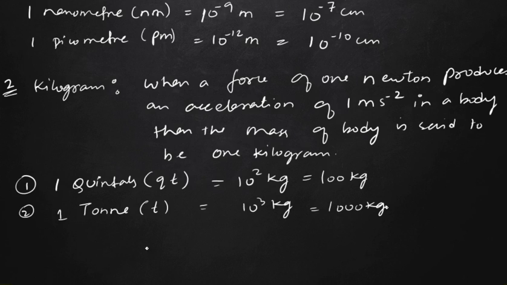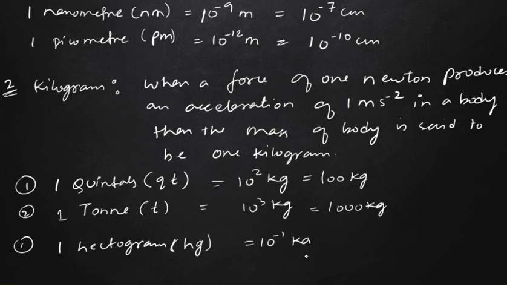Then we have again the sub units of kilogram. That means the negative powers. For the negative powers we use 1 hectogram. These are the units which are used for measuring less heavy things, which are generally in grams. So we have 1 hectogram, or we can write it as Hg. This is 10 to the power minus 1 kg, or if we convert into gram, it is 100 gram. 100 gram is equivalent to 1 hectogram.